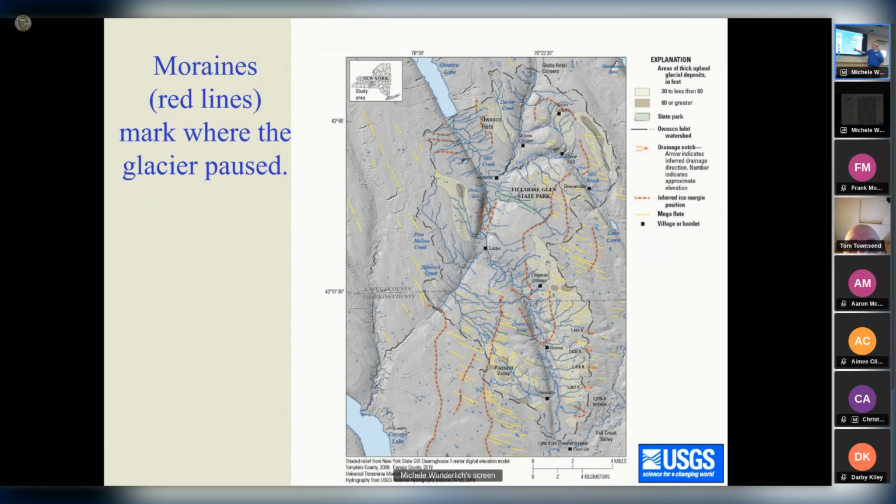So in these places, like at Groton, that was a location where the ice stopped for a while. This is halfway between Groton and Locke. There's a gravel pit on the valley wall there. That's another location. There's some indications here. So that's important in terms of water resources.